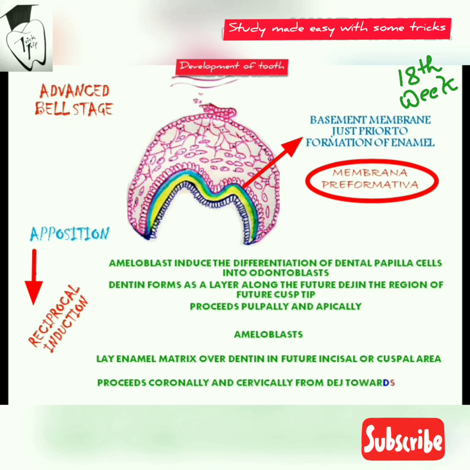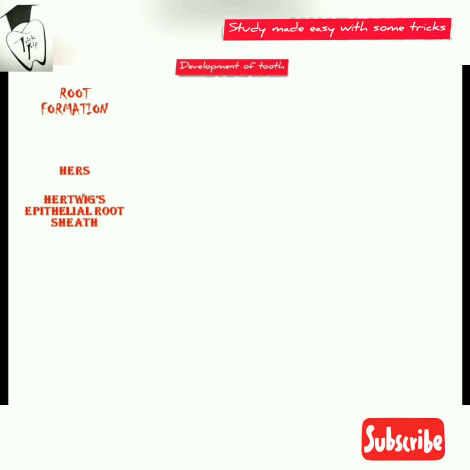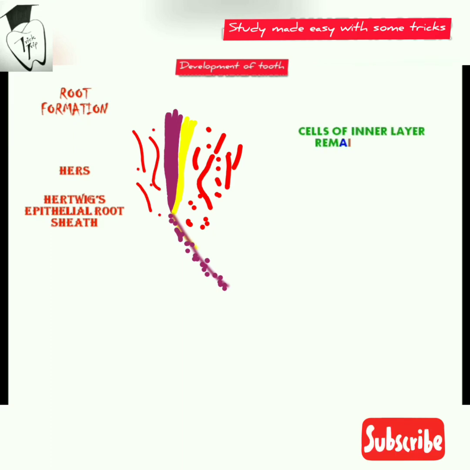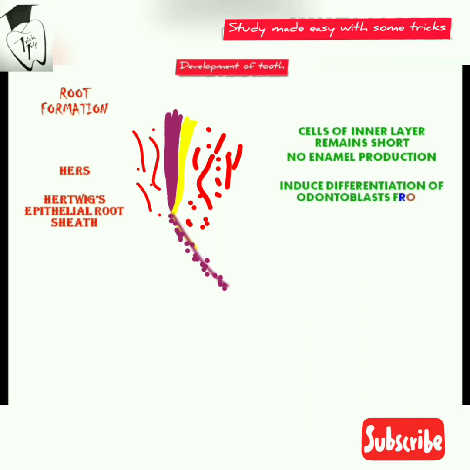Now we'll see the root formation. Once the enamel and dentine formation reaches the future cemento-enamel junction, the root formation starts. The inner enamel epithelium and outer enamel epithelium meet to form the cervical loop, which extends by proliferating, forming Hertwig's epithelial root sheath. Now the inner layer cells remain short and do not produce enamel. They induce the differentiation of odontoblasts from the dental papilla cells to form the radicular dentine.